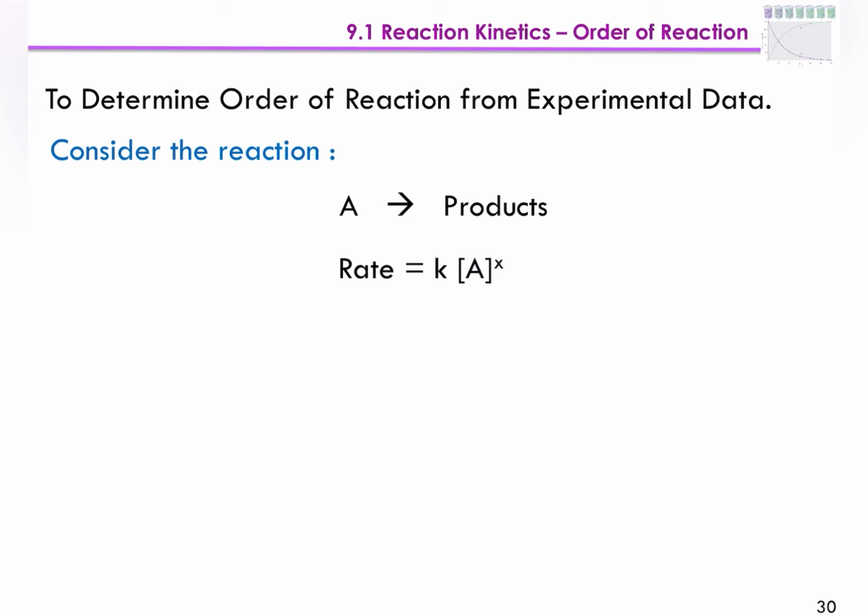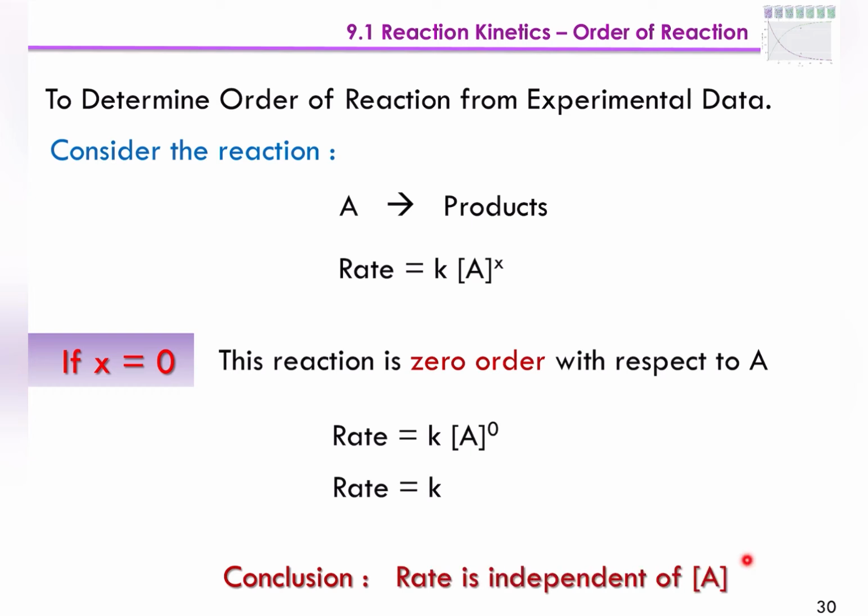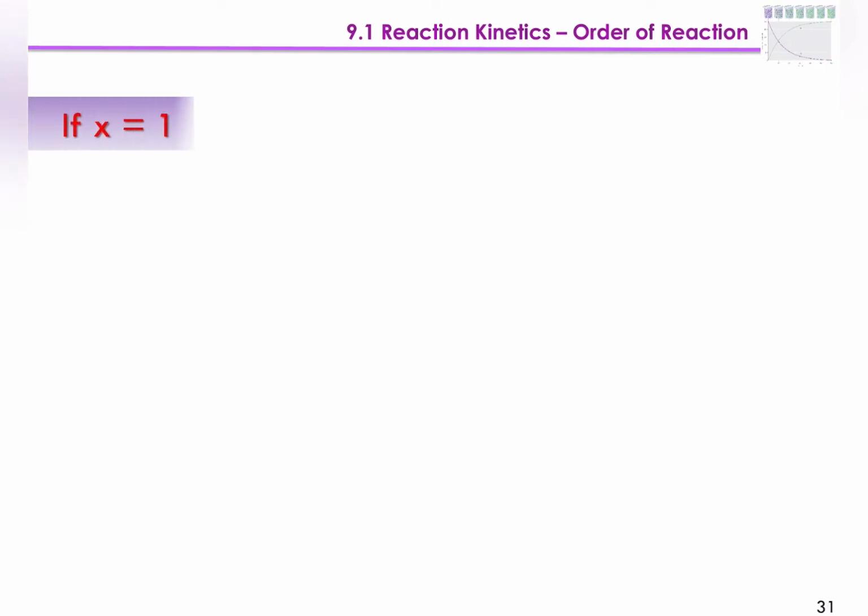I'm going to start with X equals 0 first. So this reaction is considered zero order with respect to A. I'm going to replace the value for X with 0 in my rate law expression. So rate equals K. So the conclusion, we know that rate is independent of the concentration of A. And if I ask you to determine the units for that, the units for the rate constant are just equal to the units for rate.